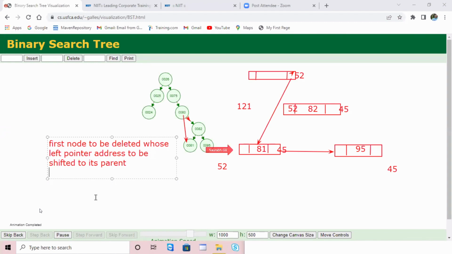And in its parent, write the memory address, because always this value will be greater than this. So it will be placed over here. So a new connectivity is created with this.